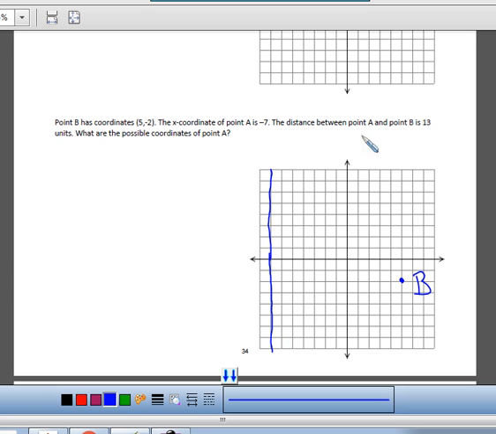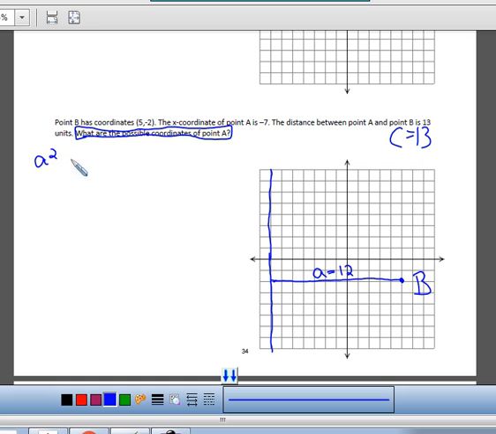So the distance between point A and B is 13. Remember what that is? That's the hypotenuse. What are the possible coordinates of point A? So what we need to do is figure out the leg that we have. That's this distance here. And if you count the spaces, you find that it's 12. So I'm going to let A equal 12. So it's 12 spaces from this line to B.